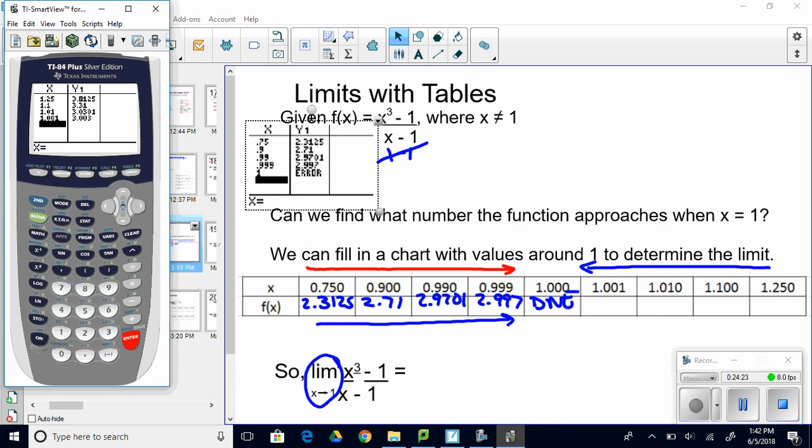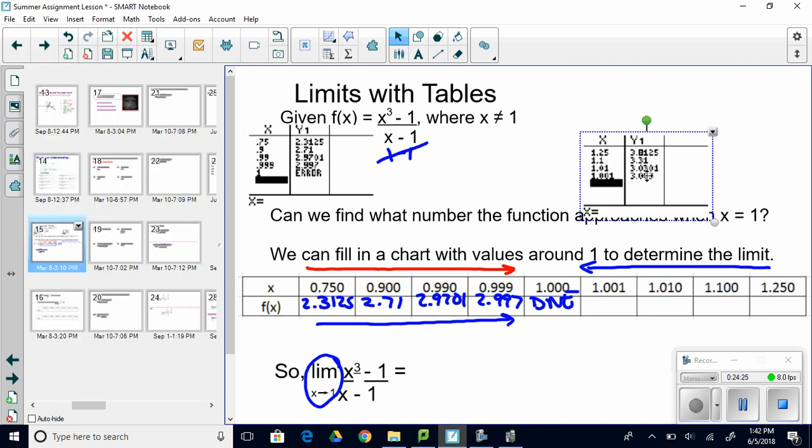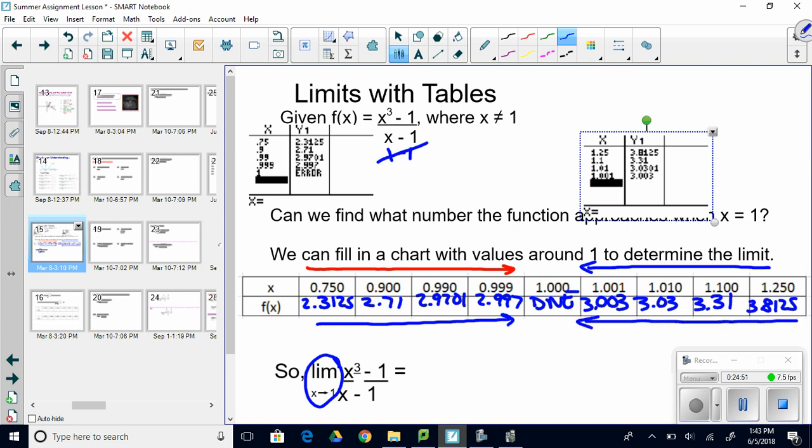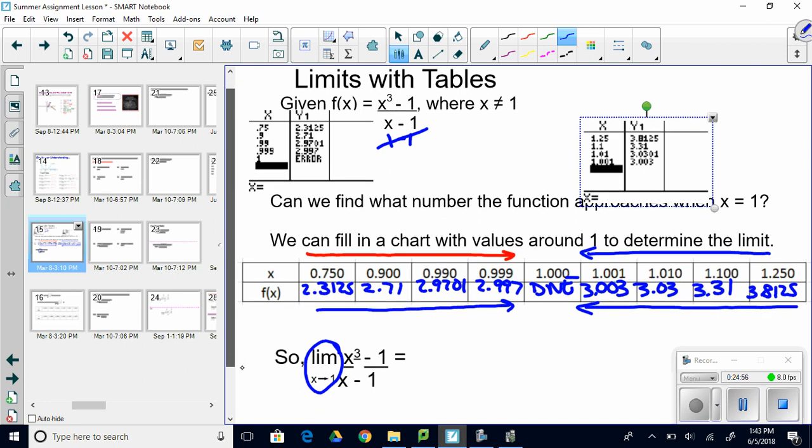So if we look at it now from that way, starting kind of far away, we have 3.8125, then 3.31, then 3.03, and then 3.003. And by the way, in AP Calc, we're going to round to, sorry, did I say 2 decimal places? 3 decimal places at least, 4 when possible, 4 is better, but the AP people require 3. So make sure you're always rounding to 3 decimal places.